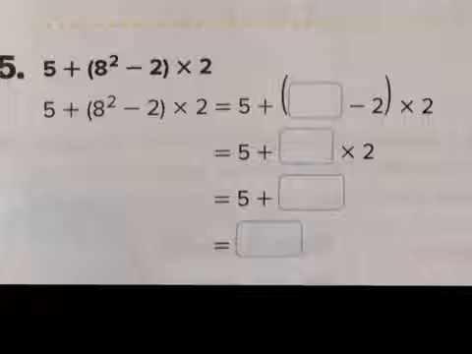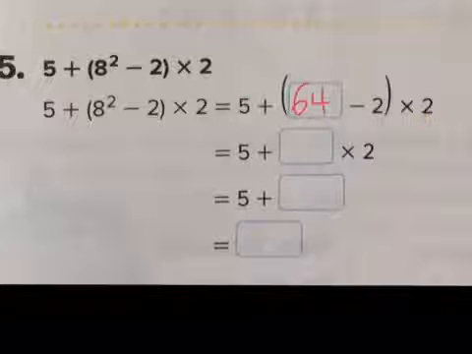And again, finally, we have PEMDAS: parentheses, solve for the parentheses. Inside the parentheses, we have exponents. 8 times 8 is 64. We continue with the parentheses. So we'll have 64, right? And we continue within the parentheses. We still have parentheses here, and then addition and multiplication. So we continue. 64 minus 2 equals 62.